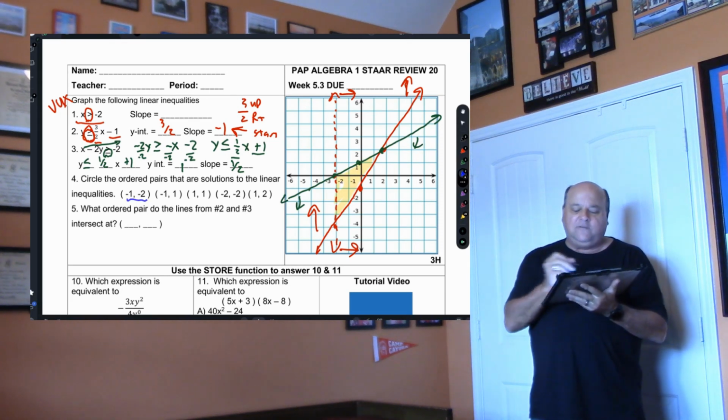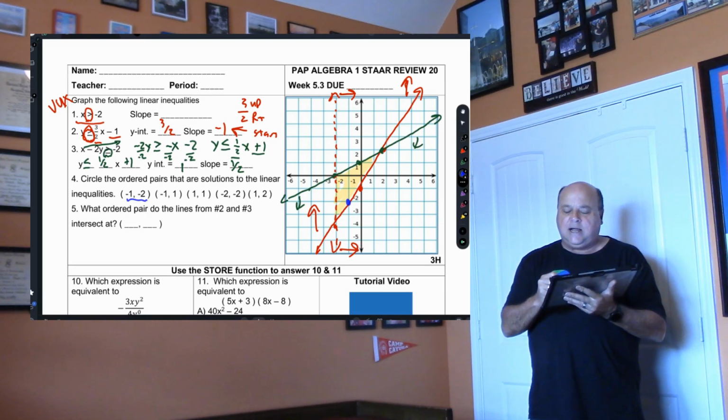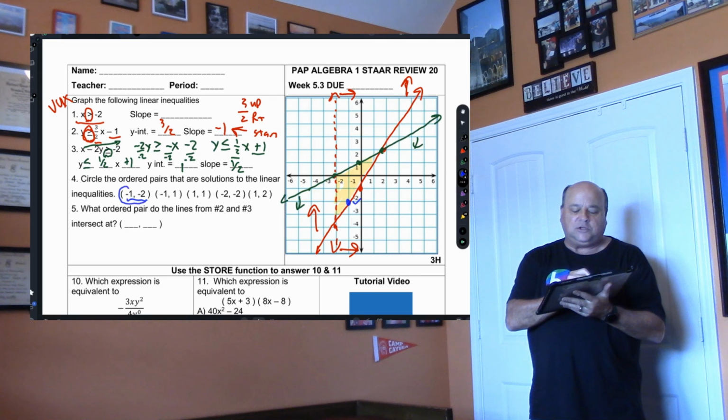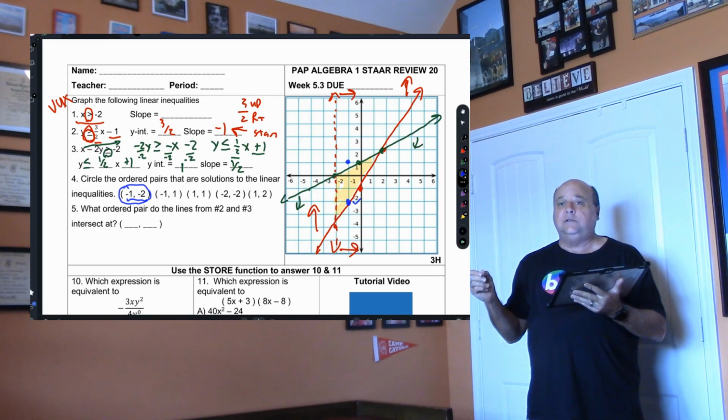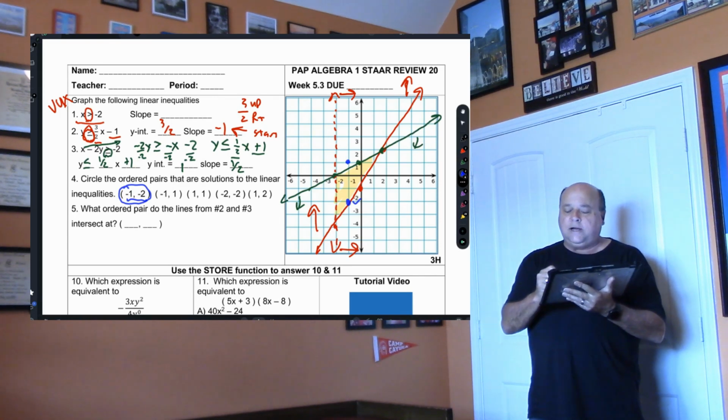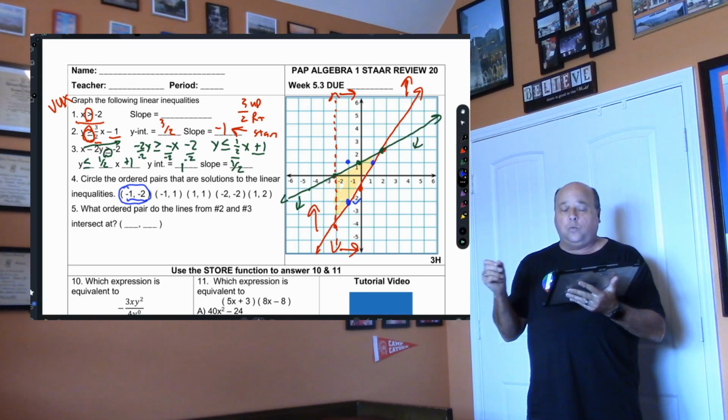Let's look at them. Negative 1, negative 2. Left 1, down 2. I'm on the solid line. It works. I'm going to circle it. Negative 1, 1. Left 1, up 1. That's not in the shaded part, is it? It doesn't work. 1, comma 1. Right 1, up 1. It's right on that line, so it's going to work.